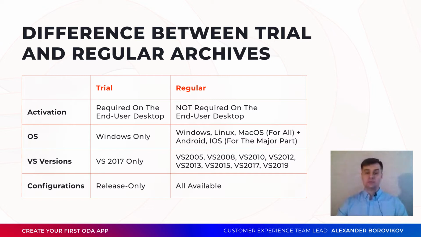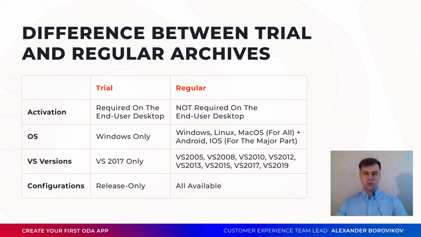With regular archives, there is no need for activation on the end user desktop. So your end users will just get the result and work, even if they do not have access to the internet. Operating systems. Again, you face the limitation that trial archives are Windows only, but the regular archives are not only for Windows, but for Windows, Linux, and macOS. That's about all our SDKs. And for the major part of the SDKs, you can also download archives for Android and iOS.